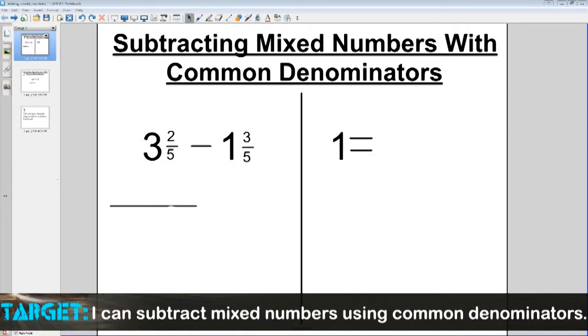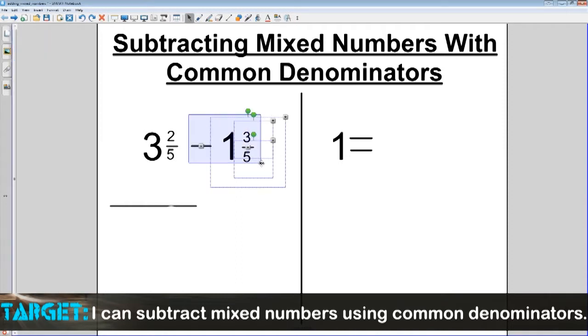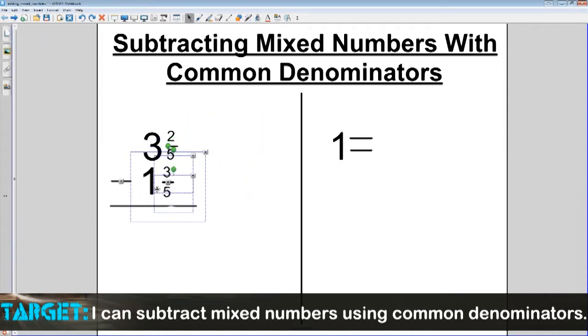Subtracting mixed numbers with common denominators. We've got 3 2/5 minus 1 3/5. This method is very simple in remembering what a fraction is as a whole number. So the first thing we want to do is we see 3 2/5 minus 1 3/5. Let's move this down here for us. Line it up, makes everything easier.